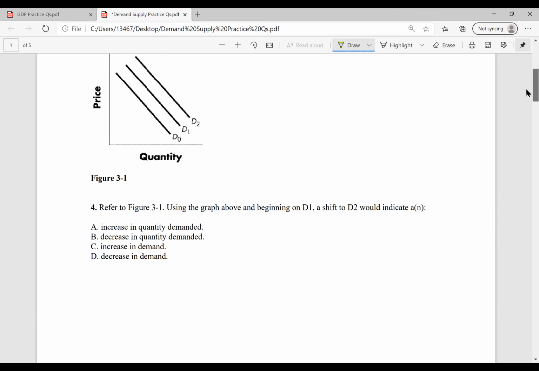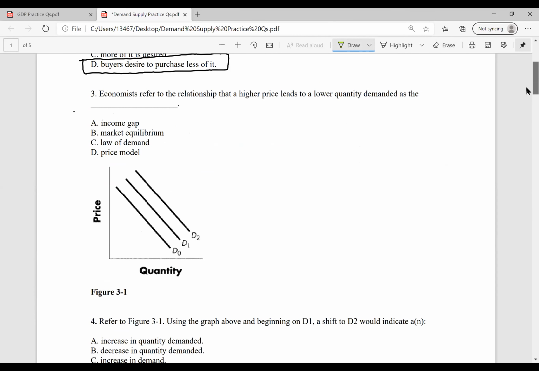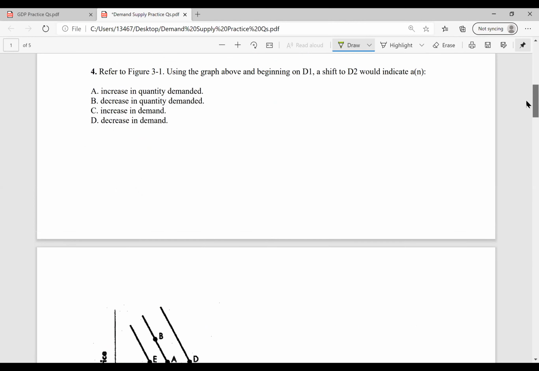Okay. I'll take a look at question number 3 here. The answer to this will be law of demand. Higher price means lower quantity. Now, take a look at question number 4.